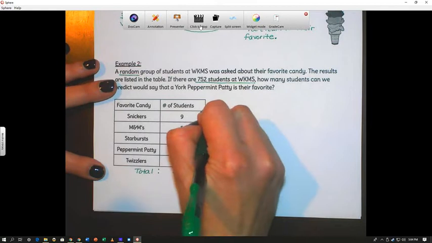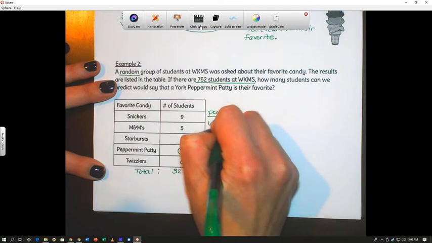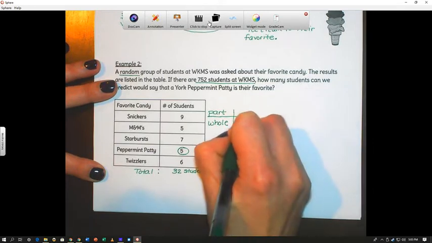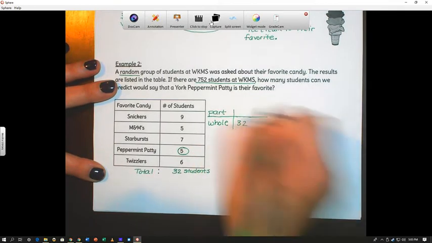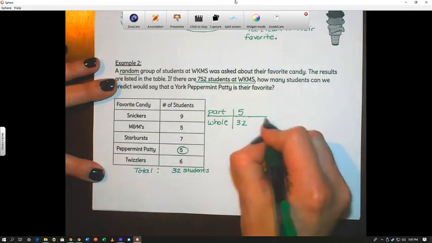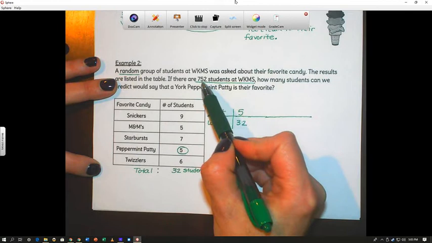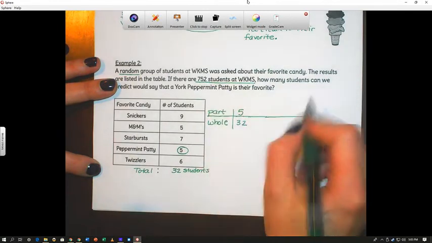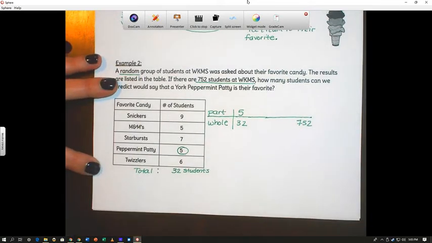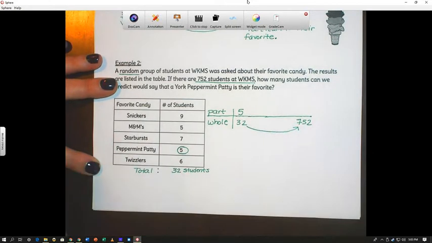So I'm going to do the same thing. Part, whole. 32 students were surveyed, and 5 of them prefer the York peppermint patty. Well, I know my new whole. There are 752 total students at the school. So I'm going to put this on the bottom. So now I have to determine how to go from 32 to 752.